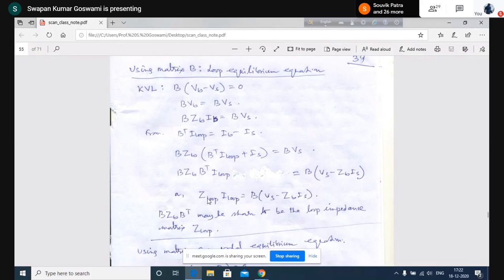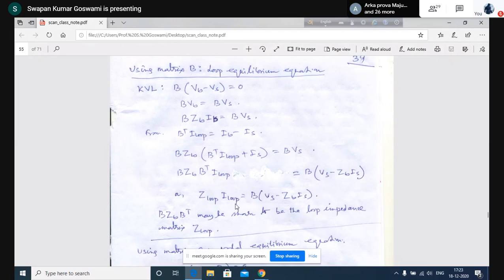You write the matrix for Z_B, then you find out this product. Also, for the loops identified for this graph, you write the loop impedance matrix. You see that they are representing the same matrix. So B Z_B B transpose may be written as the Z loop for that particular network. Again, you try to verify this. In the next class, I shall do this again. I shall show that this is actually representing the same thing.